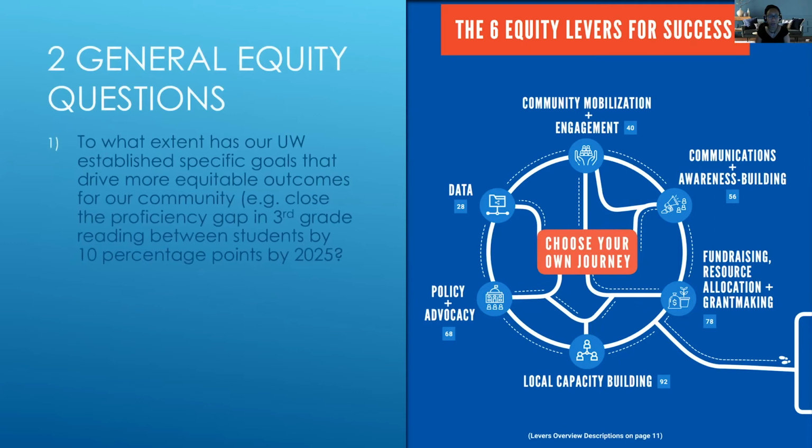So we already went over one of the general equity questions that I selected for the fundraising committee. And here's the second. To what extent has United Way incorporated the needs of diverse communities that we serve as part of goal setting, as part of our priorities, impact strategies, and impact products?